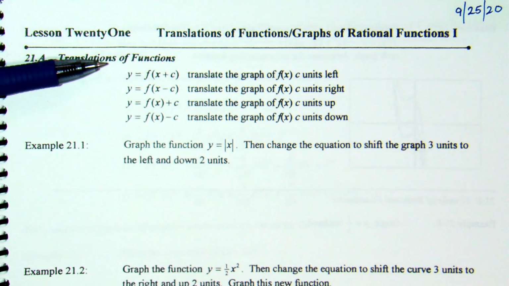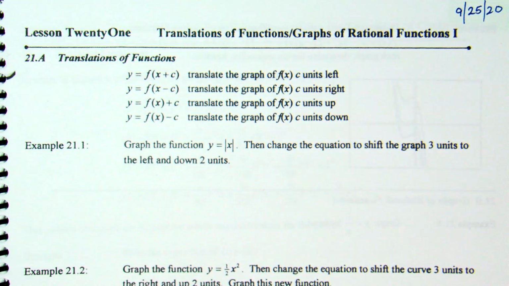Okay. So, example 1, graph the function y equals absolute value of x. Then change the equation to shift the graph 3 units to the left and down 2 units. This literally could be a problem on their test right now. I mean, it's the same exact idea of what they're doing here.